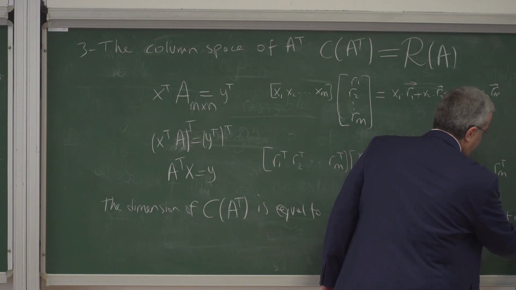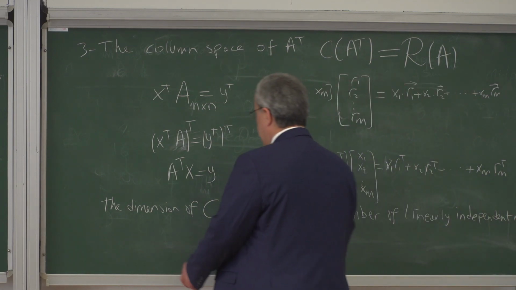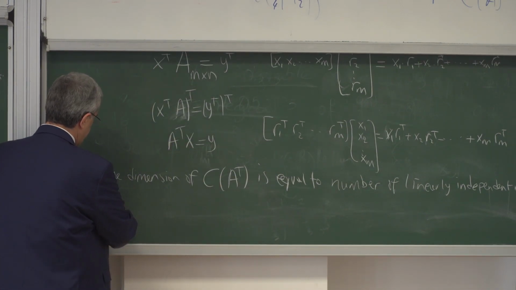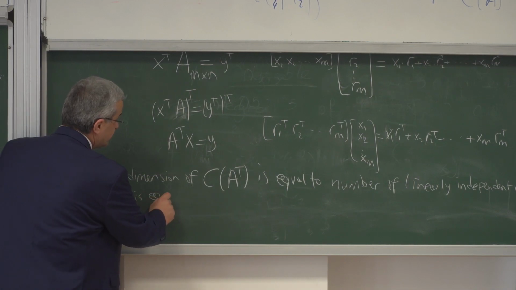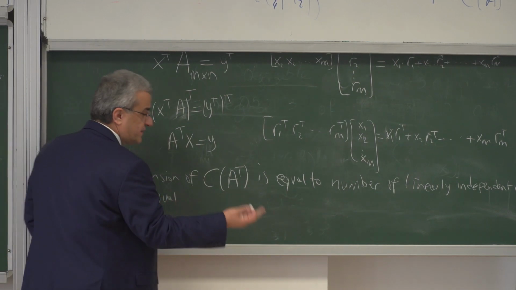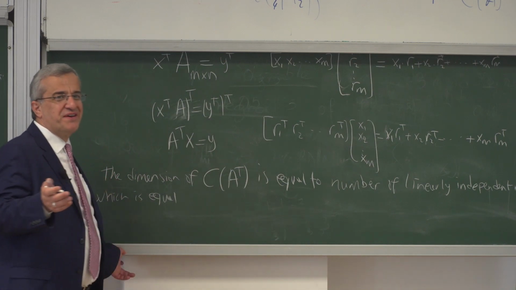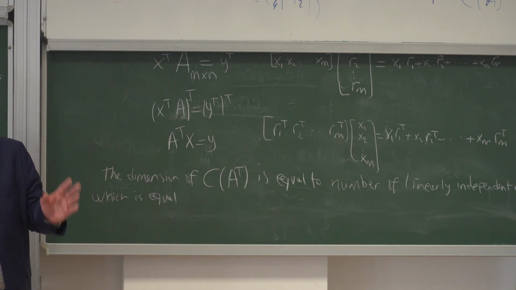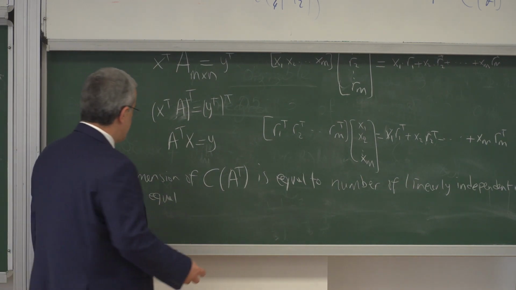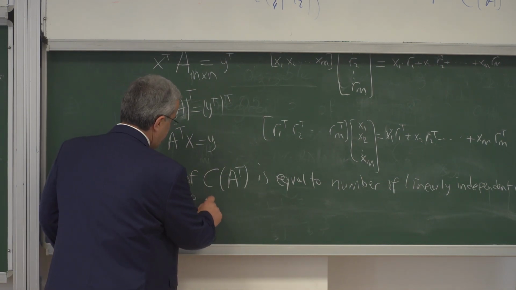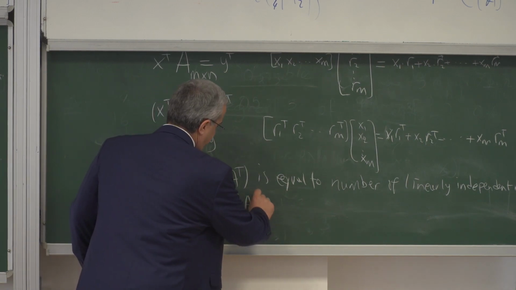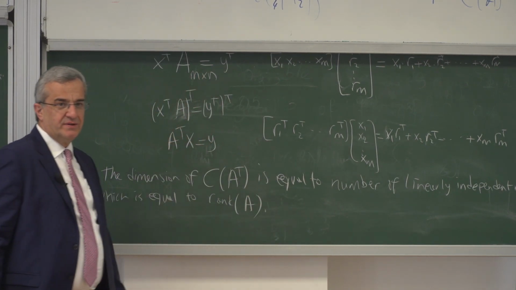Which is equal to? That's equal to what? Rank of A. So rank of A is the same as rank of A transpose, right? It doesn't change. That's the beauty of it. So rank equal to rank of A. Okay? Yes?